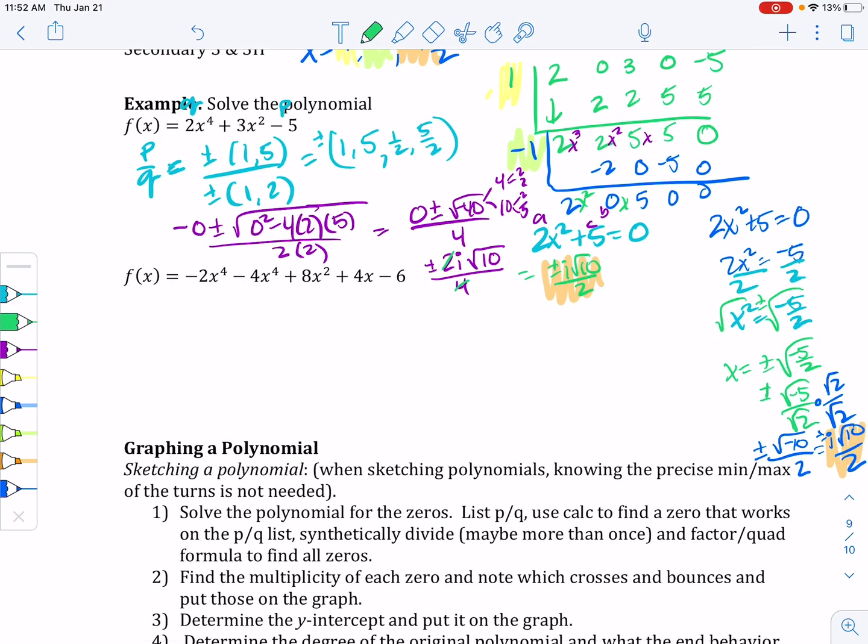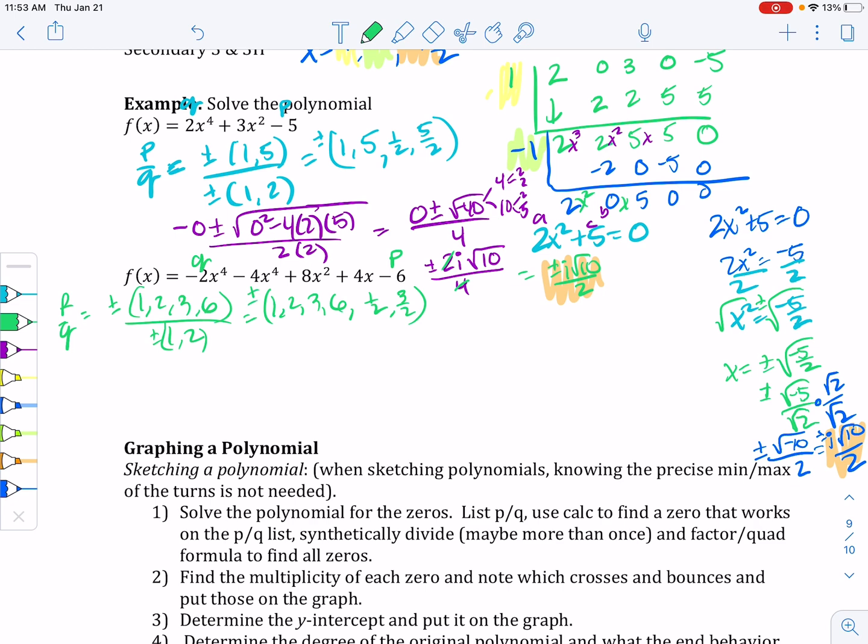So here we've got, this is P, this is Q, so P over Q is really plus or minus 1, 2, 3, 6 over plus or minus 1, 2. Which gives us 1, 2, 3, 6 divided by 1, which is 1, 2, 3, 6. And then 1, 2, 3, and 6 divided by 2, so 1 half, 2 halves, which is 1, 3 halves, which I don't have, 6 halves, which is 3, which I already have. So all of these options.